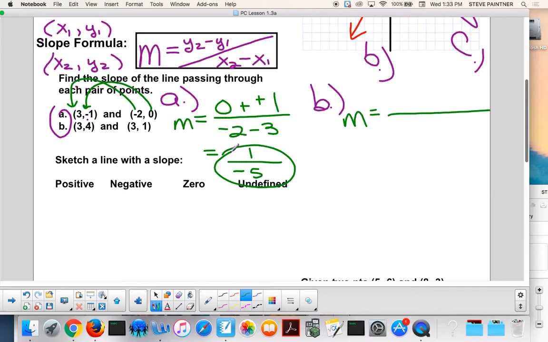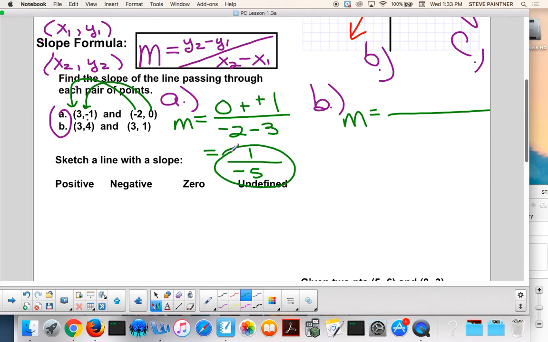And what if you didn't go this direction? What if you went this way? The answer is the same, but where's the negative? On top. But it doesn't matter. It's still -1/5. So the direction you go does not matter. Just go the same direction both times, okay?